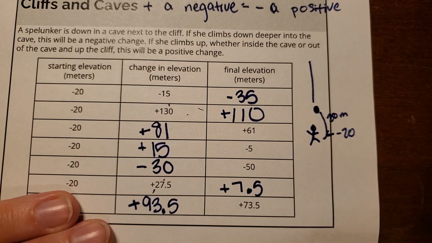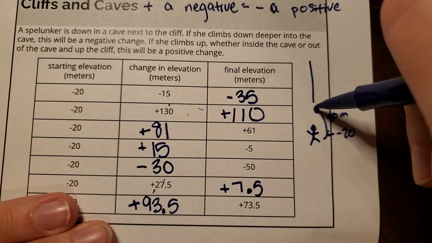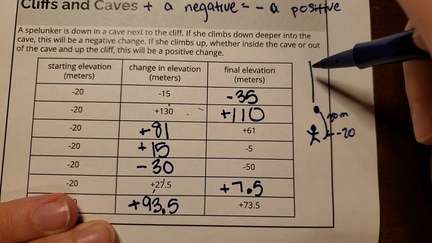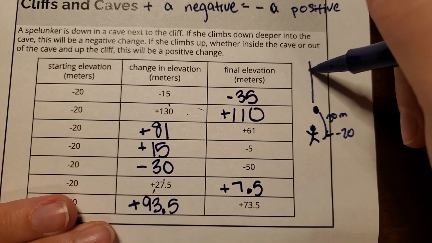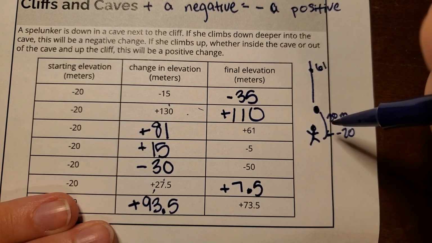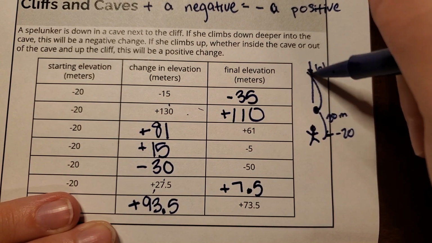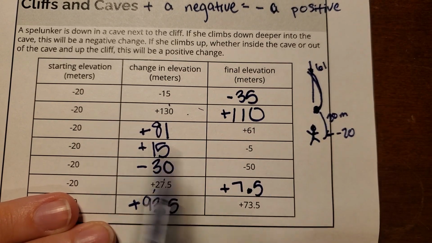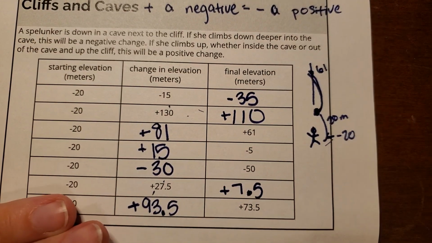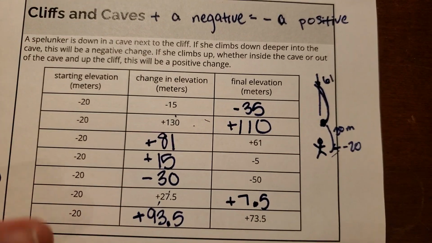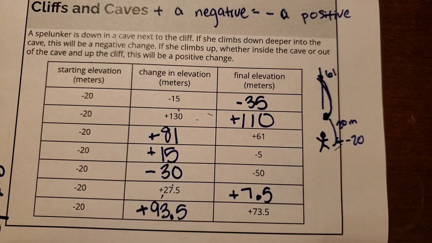That's a 20-meter difference. And then if we end up outside of the cliff, we're going to take that 20 meters and add how far we went up. So, for example, we ended up at 61. Well, we had to go that 20, and then an additional 61. We added those. That's how we got the 81. Up 20, up an additional 61, 81. I know, I'm sorry, I spent a lot of time talking on this slide.